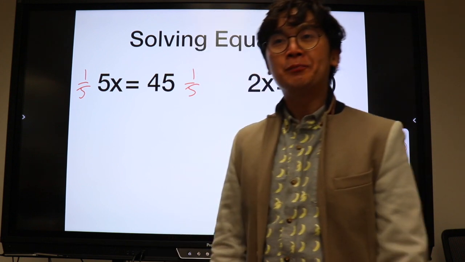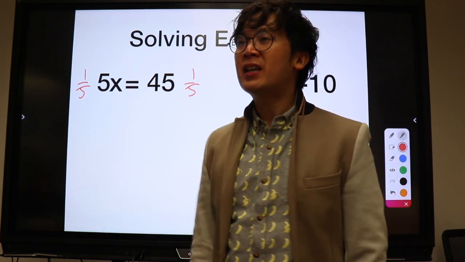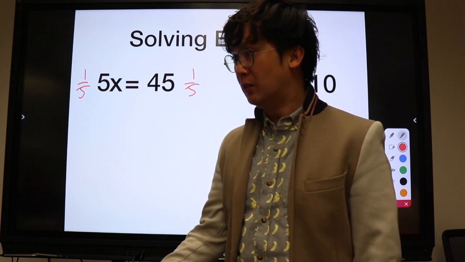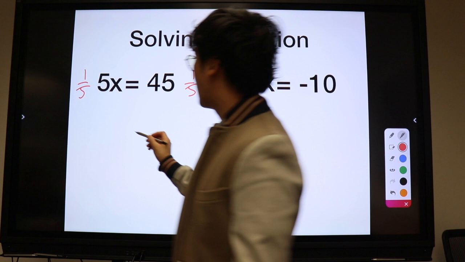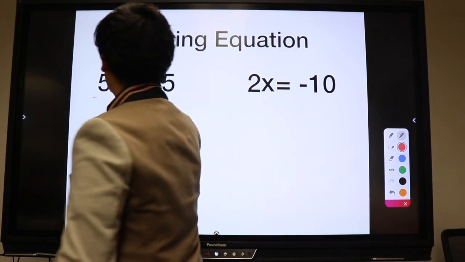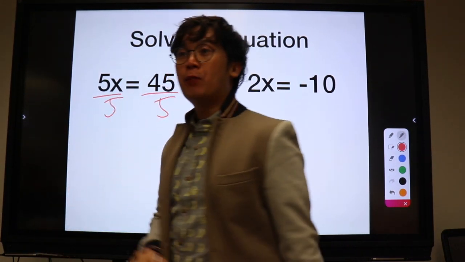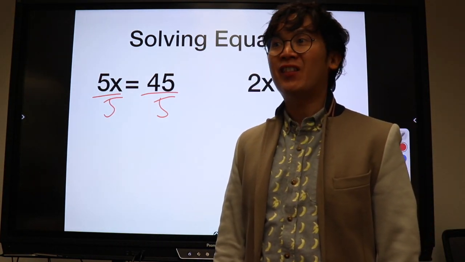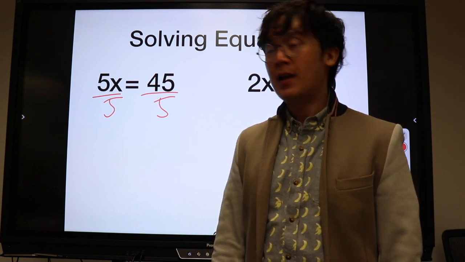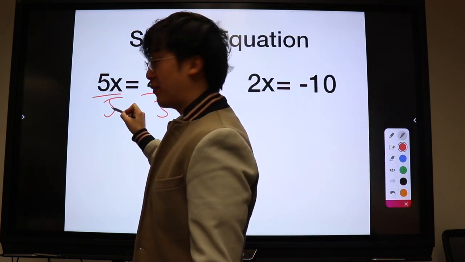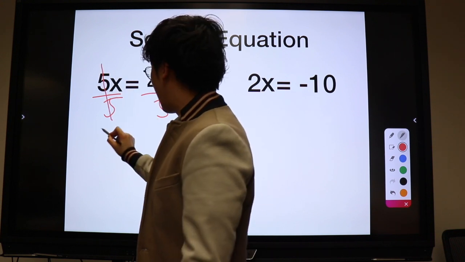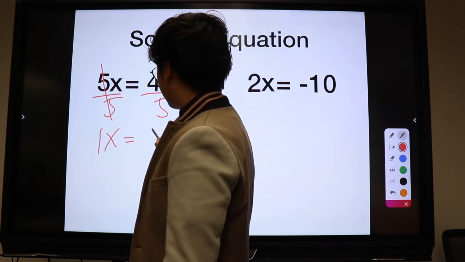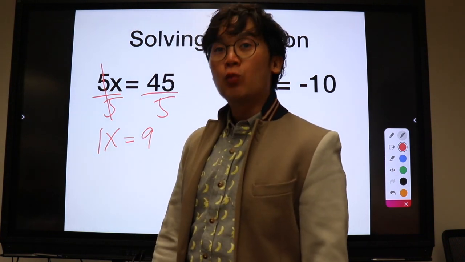Now, in mathematics, we use this method most of the time, but in my case, I just skip it, and instead of multiplying a fraction, I will just divide both sides by 5, which is the same thing. Multiplying by 1 over 5 is the same as dividing a number by 5. Now, 5 divided by 5 is equal to 1. So this cancels out, so you have 1x, right? And what is 45 divided by 5? 9. So it's 1x equal to 9.